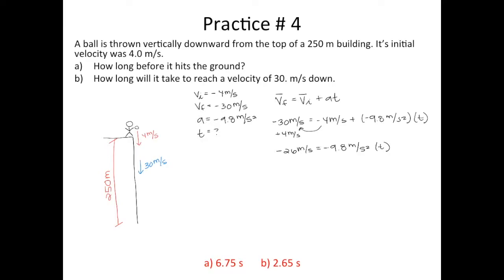So then I will divide negative 9.8 meters per second squared on both sides. And I will be left with T equals, the negatives cancel out. So 26 divided by 9.8, we get 2.65. And then the meters cancel, one of the seconds, and seconds is on the bottom of the bottom, which is actually the top. So that gives us 2.65 seconds for part B.